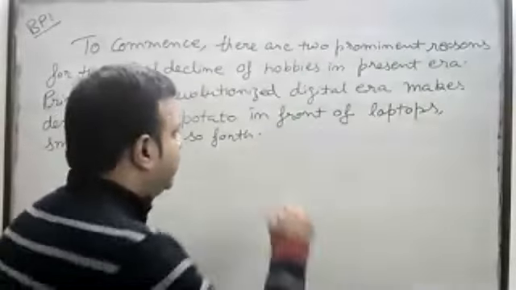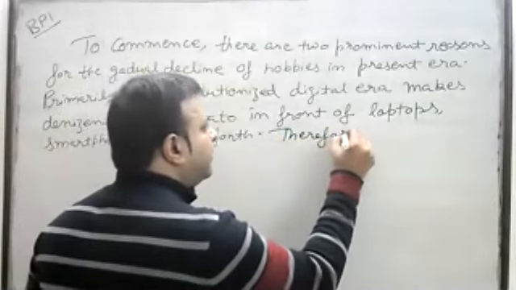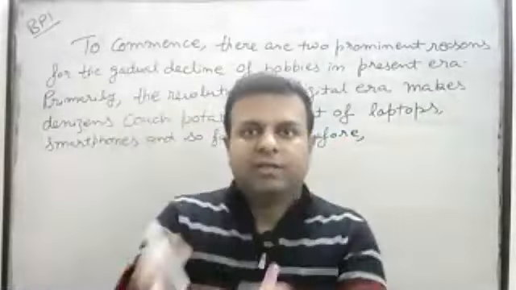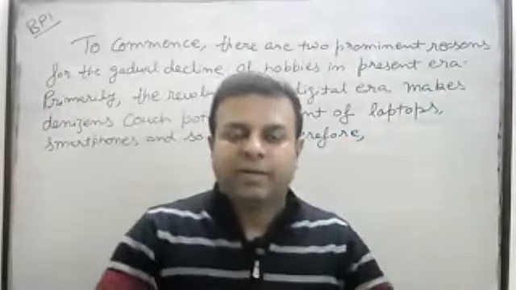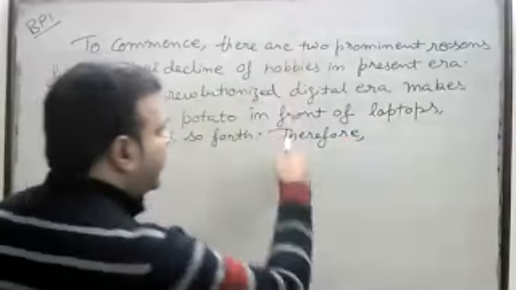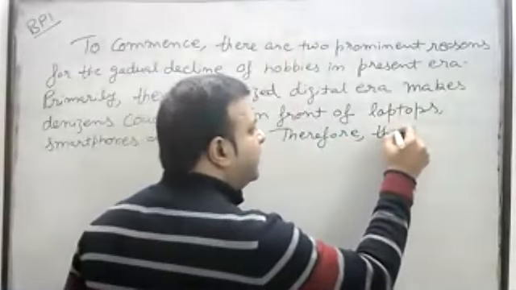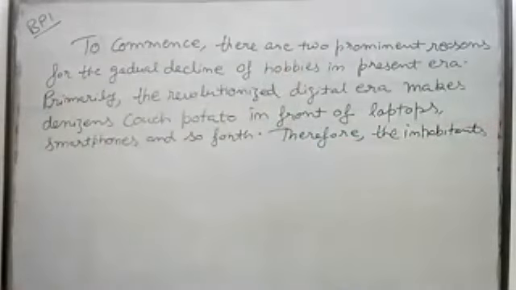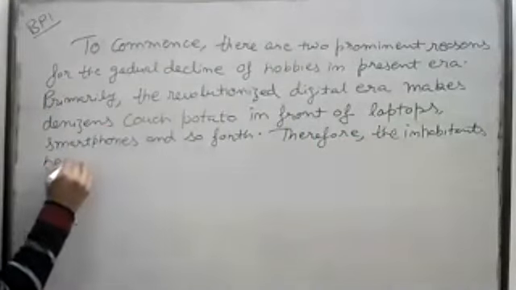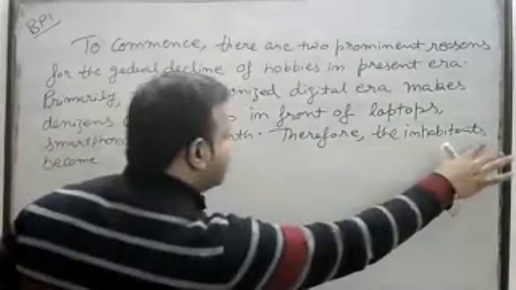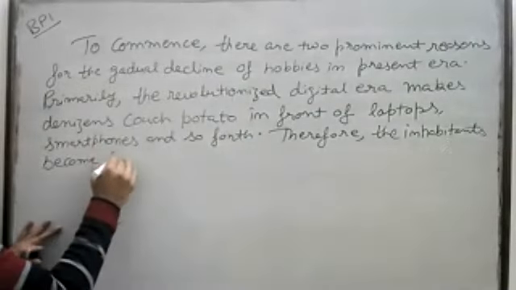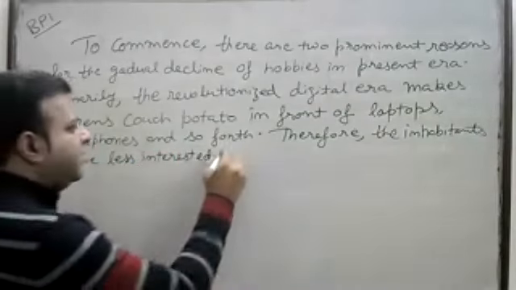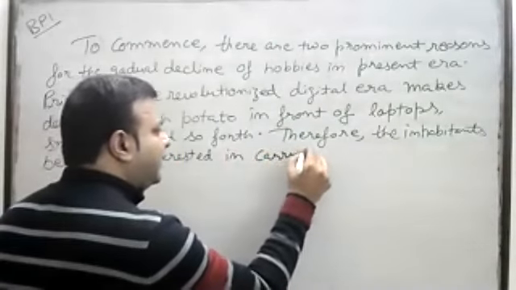So what is happening? Therefore, obviously, when they're having interest in this, which means that their interest in their hobbies is getting what? Declining, right? It is reducing, it's limiting. So we are going to write the result here. Therefore, the inhabitants, which means the citizens only. Therefore, the inhabitants become, because we have written S here, so become, right? Become less interested. Where? Less interested in carrying out.